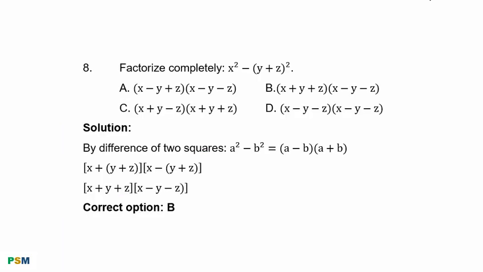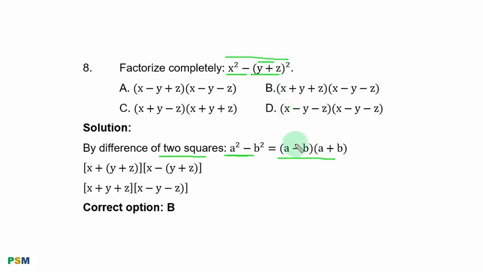Question 8. Factorize completely. You have s squared minus bracket open y plus z bracket close square. Solution. By difference of 2 squares, if you have a squared minus b squared, the factorization is equal to this. If you compare this to this, it simply means that a is equal to s and b is equal to y plus z. That is the meaning.